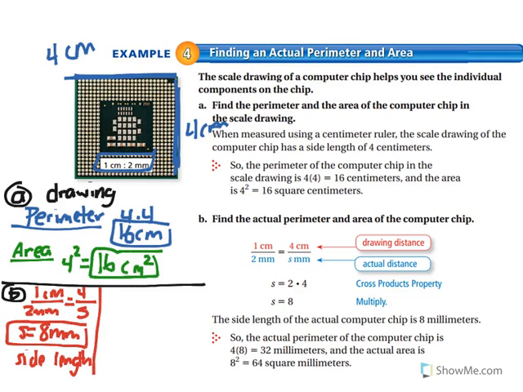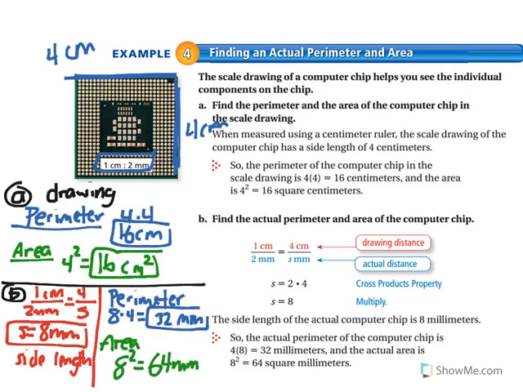Okay, so with that information, I can find my perimeter. If the side length is 8 and there are 4 sides, I can do 8 times 4, which gets us 32 millimeters. That's my perimeter. For the area, I'm going to take the side measurement and square it. So I take 8 and square it and get 64 millimeters squared.